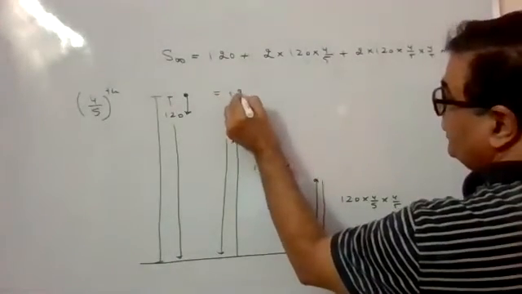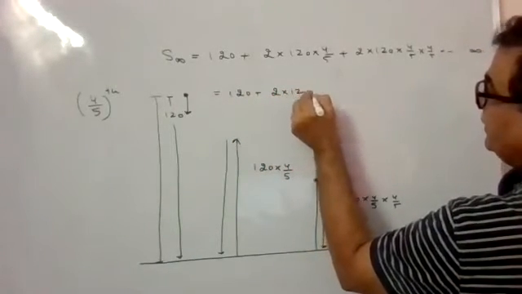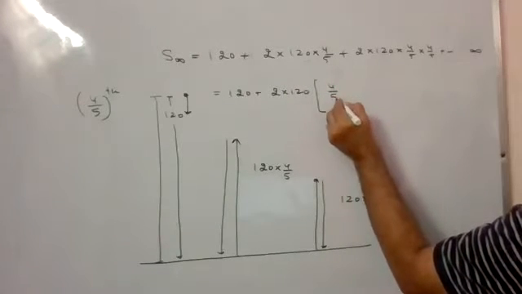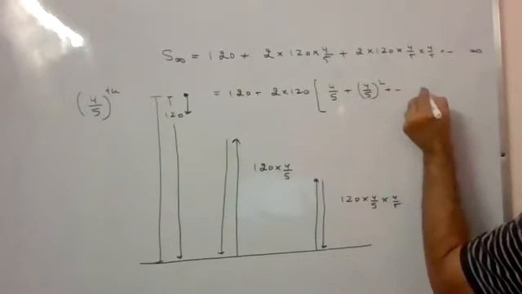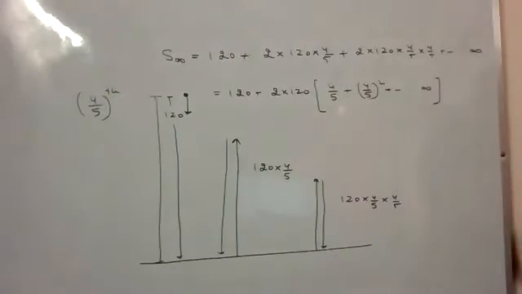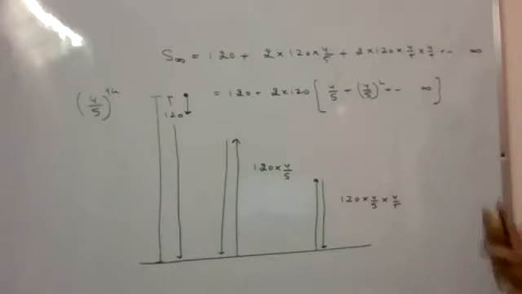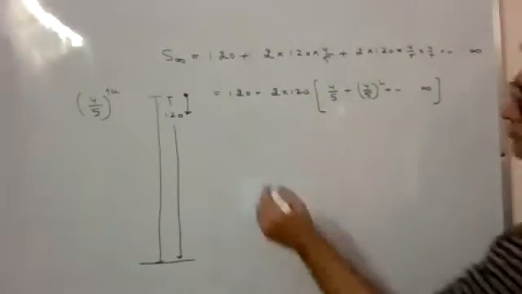This will come out to be 120. Here I'll take 2 into 120 common. Then left is what? 4/5, 4/5 squared, and this goes till infinity. It is clearly a GP of infinite terms, so I can solve it further and find out what answer comes.